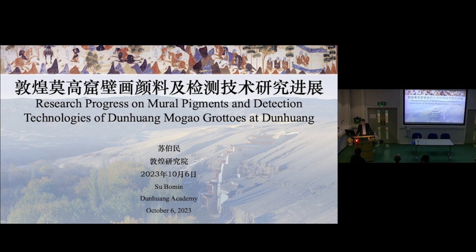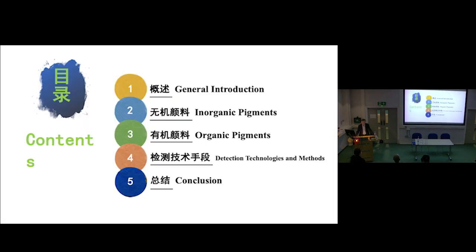So today I introduce our analysis techniques. The topic is research progress on mural pigments and the detection technology of Dunhuang Mogao Grottoes. I'd like to introduce it from the following five aspects. One is a general introduction about Mogao Grottoes. Another is inorganic pigments and organic pigments, or organic colors. Another is the detection technology and methods we used in Dunhuang, and the calculation.